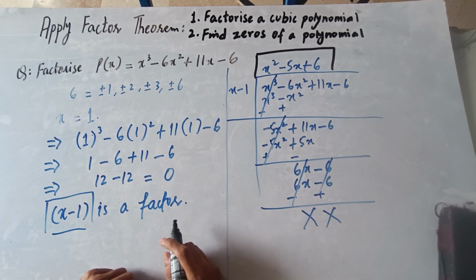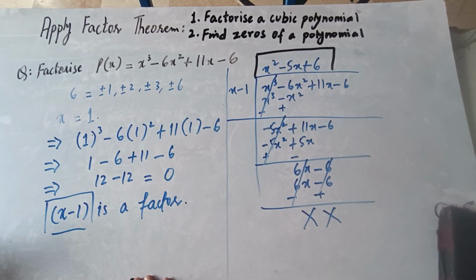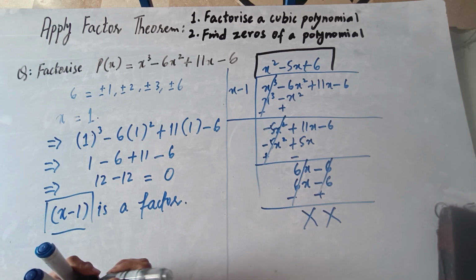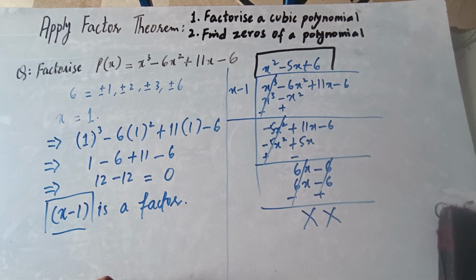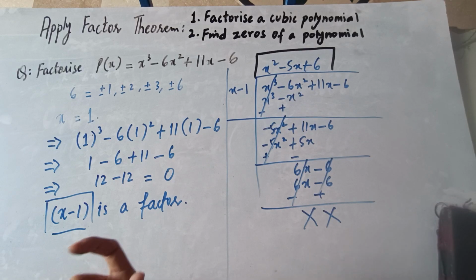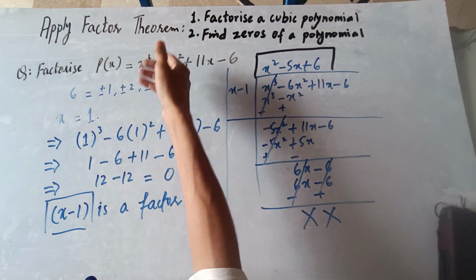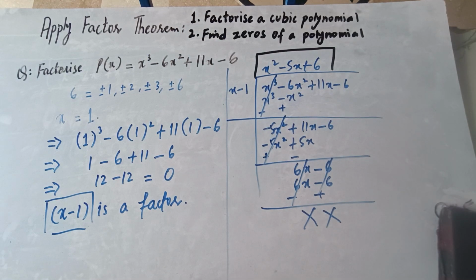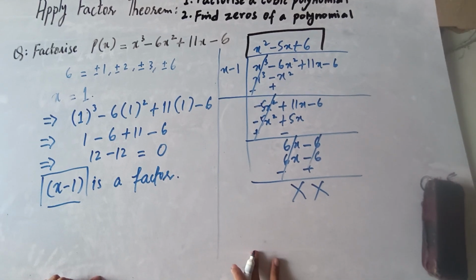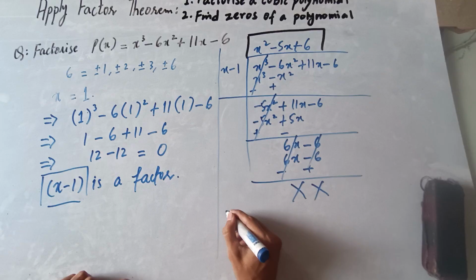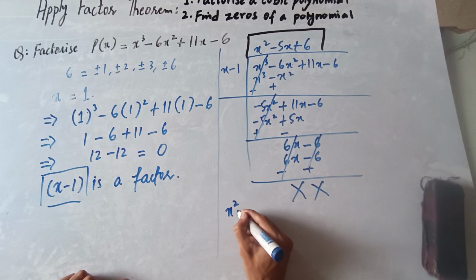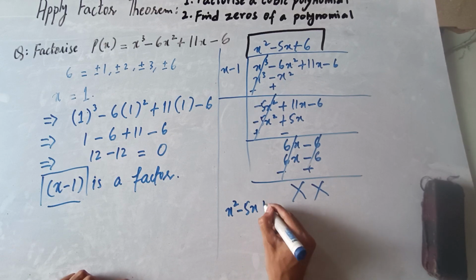But wait, over here, this particular factor which we got in the quotient is actually in the quadratic form, so we need to do further factorization of it to get the final 3 factors of this particular cubic polynomial. So let's do the middle term breaking over here to get the other 2 factors. So it is x square minus 5x plus 6.